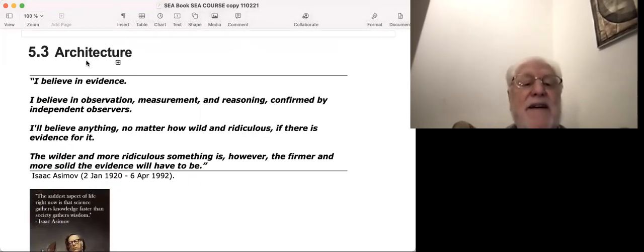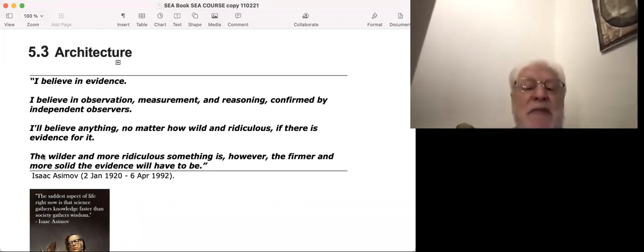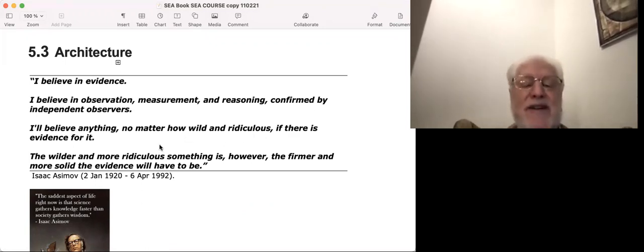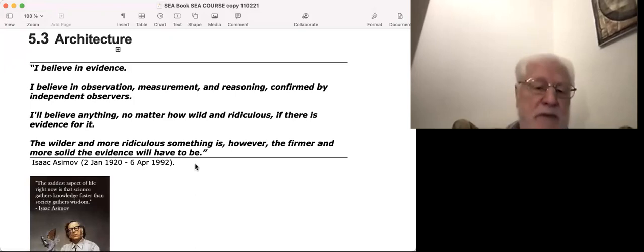Anyway, the real reason I picked this quote is that this guy believes in evidence, in other words, facts, scientific evidence, observation, measurement, and reasoning confirmed by independent observers. And just for fun, I believe in anything, no matter how wild and ridiculous, if there's evidence for it. The wilder and more ridiculous something is, however, the firmer and more solid the evidence will have to be. Good wisdom, and we try to practice that in my language methods.